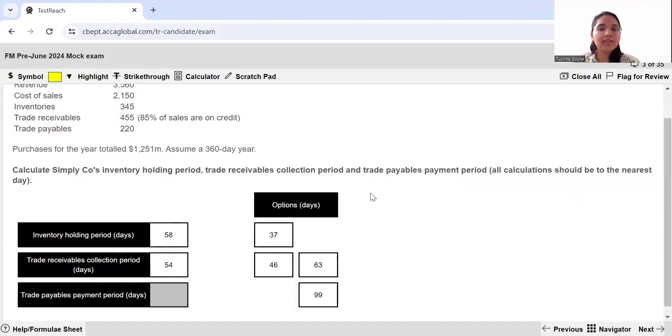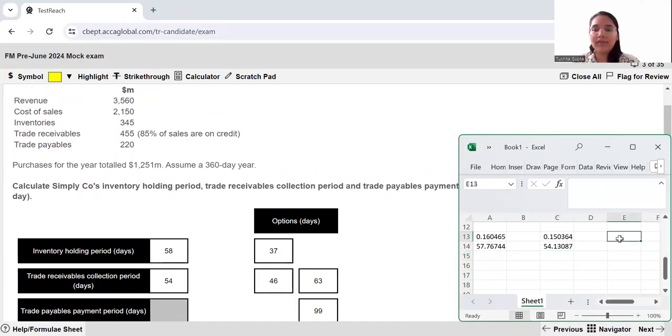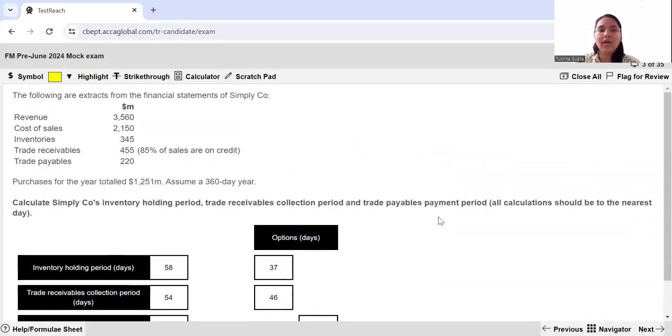Now let us move towards the trade payables. Trade payables are given to you readily. So the formula that we have: you take the trade payables and divide them by the purchases. Your purchases are 1251. This is the amount of your purchases. You multiply this by 360, and with this you have your answer as 63 days. So I pick 63 and put it over here. This is how you answer drag and drop questions.